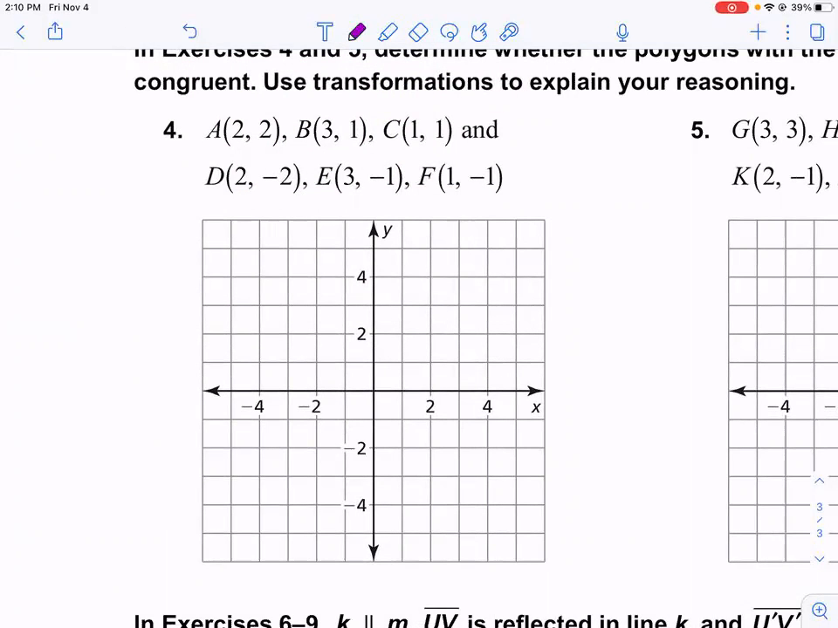Let's go to number 4. So let's plot (2, 2), (3, 1), and (1, 1).